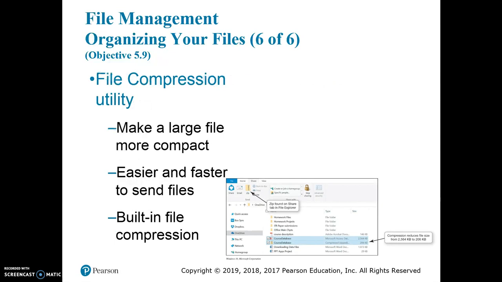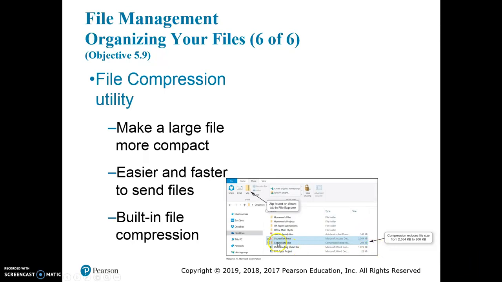File compression utility. When we talk about file compression, basically you're taking a large file and you're shrinking it, you're compressing it into something smaller. Sometimes you may have too large of a file that you're trying to email to someone, and so what you can do is compress it and see if that shrinks the size down so that you can now actually email it to someone. Makes it easier and faster to send the files. And all of your OSs come with the built-in file compression utility.